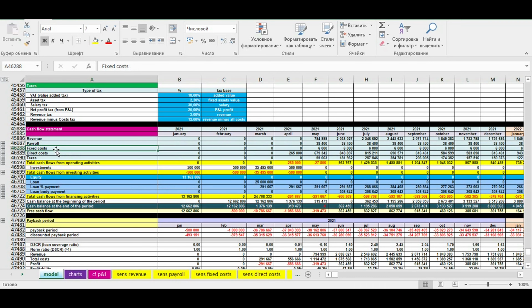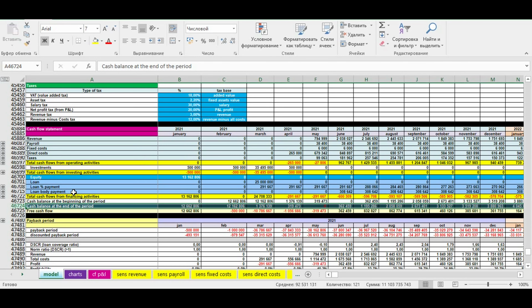What valuable information can you get from this table? First, you can see the total revenue, direct and fixed costs, payroll, and taxes. Second, you can see your monthly profit and cumulative cash balance.